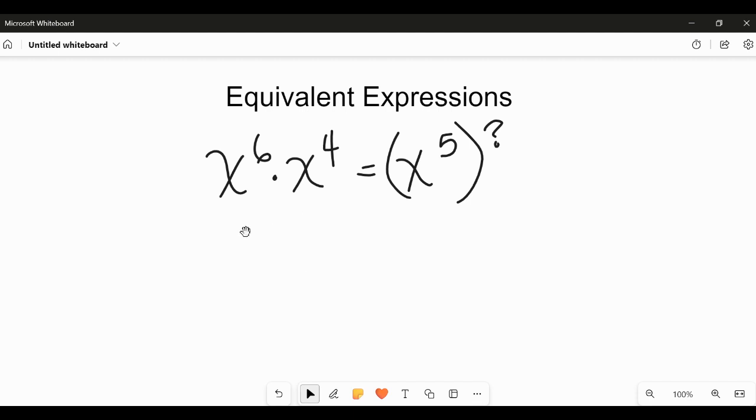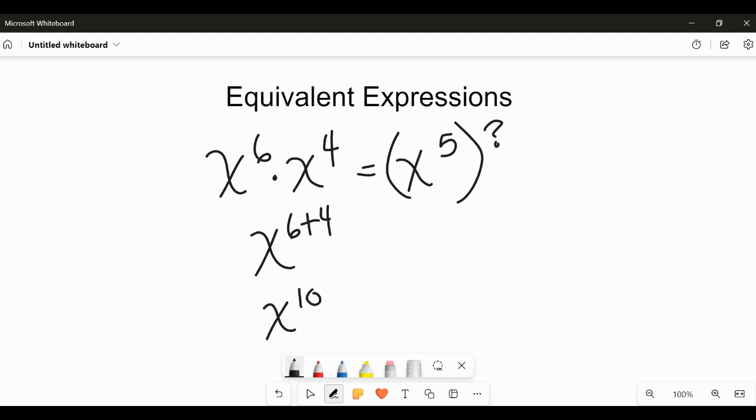So one of the laws of exponents we covered previously was that when you're multiplying terms with the same base, you add the exponents. So in this case, if I want to simplify this, x to the 6 times x to the 4th would be x to the 6 plus 4, which is x to the 10th. Now that is the goal, to have this right side equal this left side.